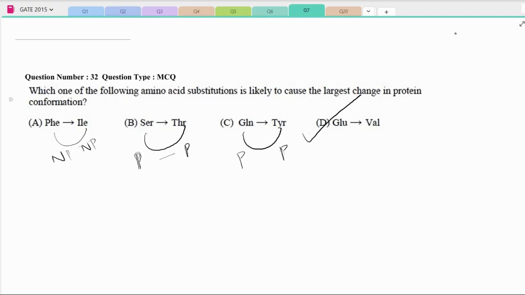However, if you look at option D, which is the correct answer, it is from glutamic acid to valine. So here it's a very big change in the protein conformation, and also this is, if I'm right, also the substitution that is seen in this deadly disease called sickle cell anemia, where glutamic acid is substituted by valine. So the correct answer here is option D. Moving on to the next question.